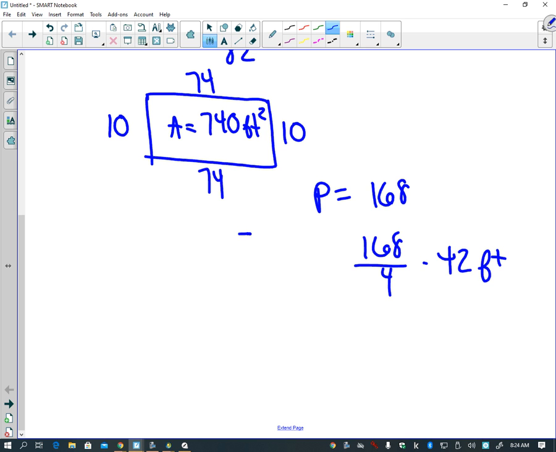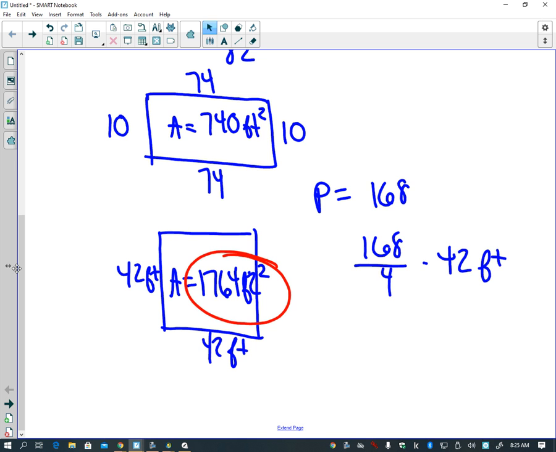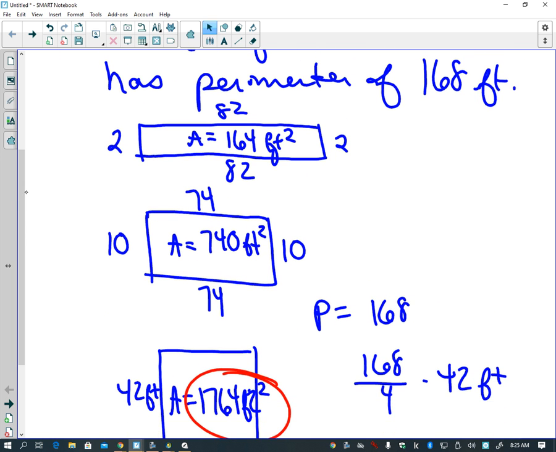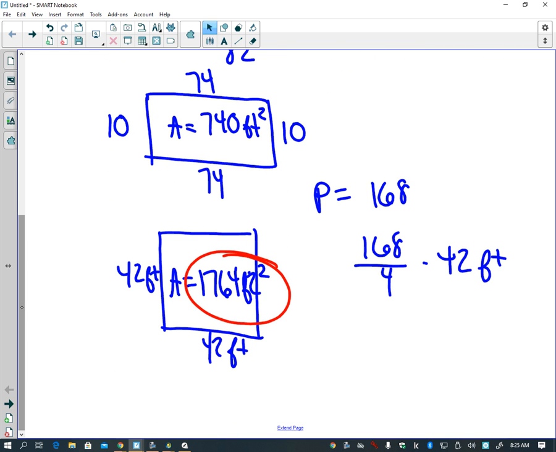That means I have a square that is 42 feet by 42 feet. What is the area of a 42 by 42 rectangle? 1,764 feet squared. That's my answer. Do you see how much greater the area became over time? That's the difference between something that's 2 by 82 all the way up to 42 by 42. If I kept going, it would start to get narrower in the other direction, which is why that square is the maximum area.